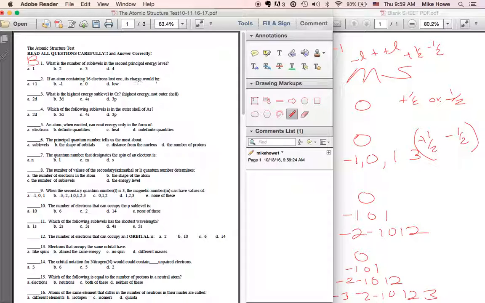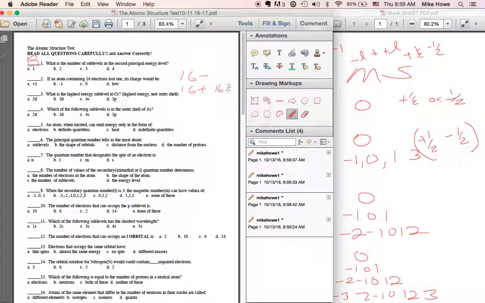Number 2, if an atom containing 16 electrons lost an electron, its charge would be. All right, if it has 16 electrons, and it's not an ion, it's an atom, it also had 16 protons, so they're even. So if you take away one of the negatives, now you've got 16 protons still, but only 15 negatives, so the charge is positive 1. So that'd be A.